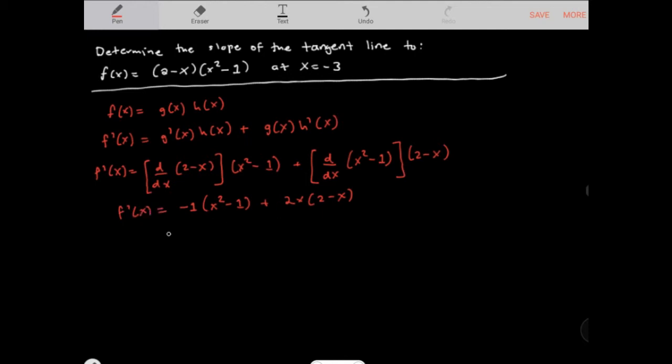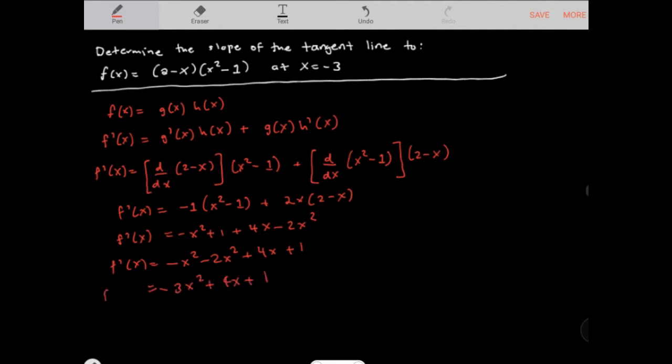In this case, if I expand this out, you get negative x squared plus 1 plus 4x minus 2x squared. So f prime of x is equal to negative x squared minus 2x squared plus 4x plus 1, which is equal to negative 3x squared plus 4x plus 1. Okay, so this is what the equation of the slope of the tangent looks like at any point of x.